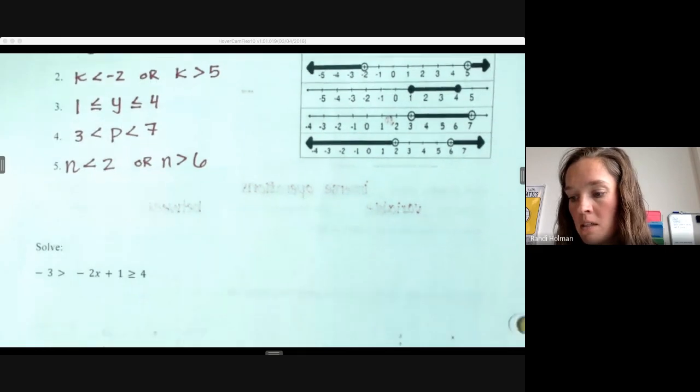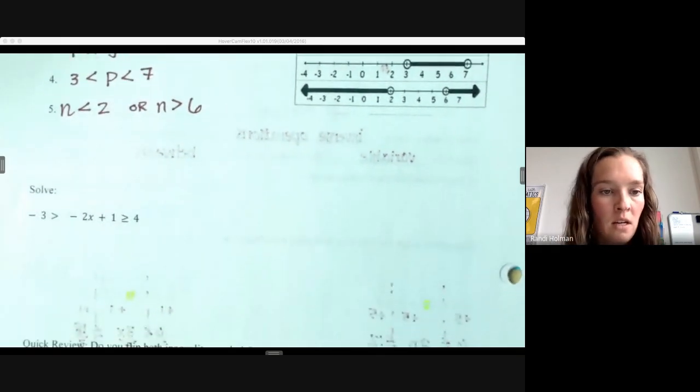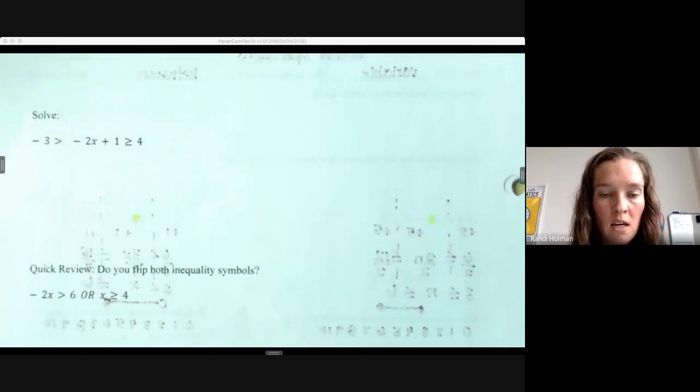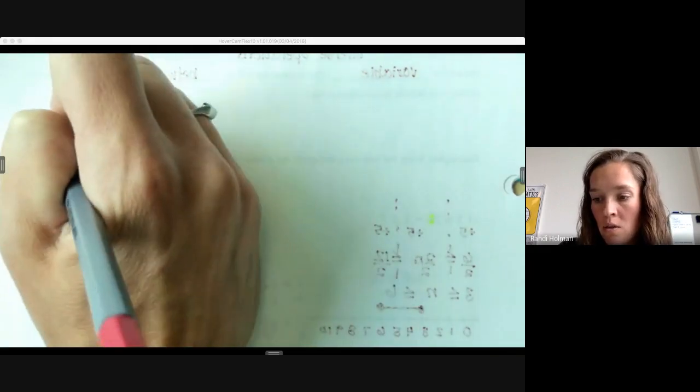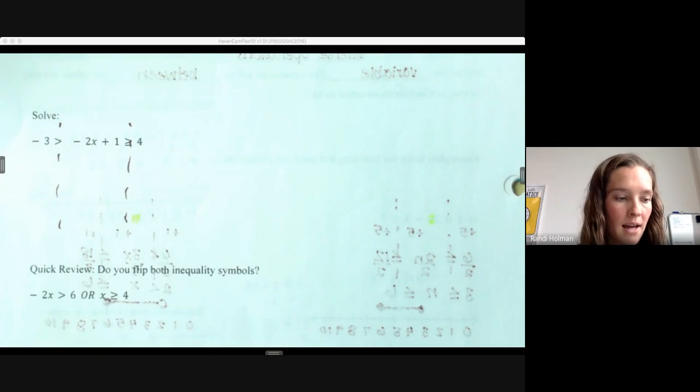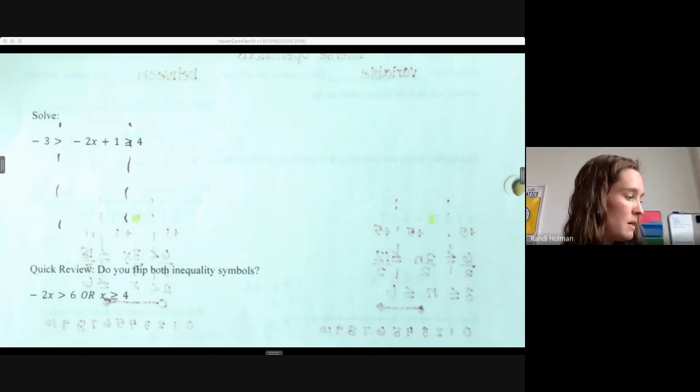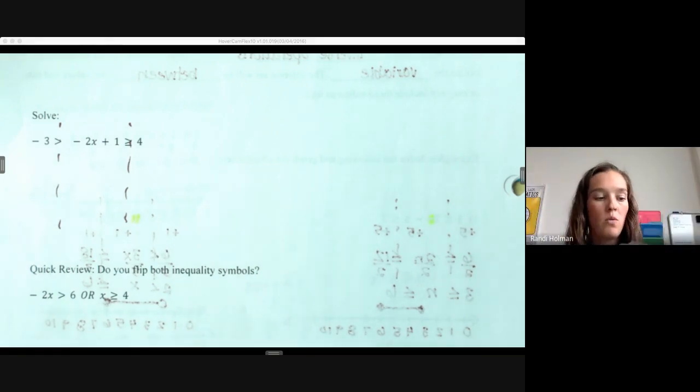Okay, let's look at one more here. Solving. We have this beautiful thing, a compound inequality, three pieces. We are going to look at putting those three pieces together. Keep in mind, we're going to do our inverse operations in reverse order. So we're looking at -2x plus 1. Our goal is to get that -2x.